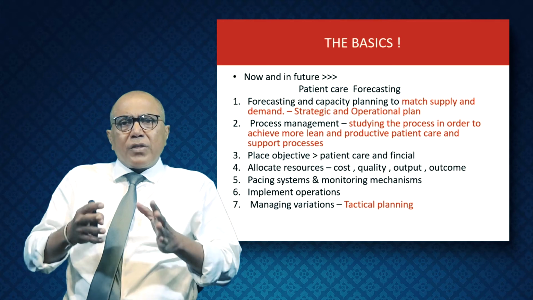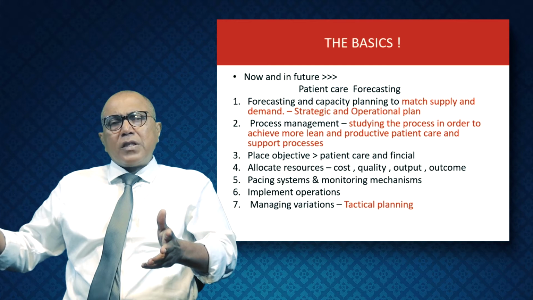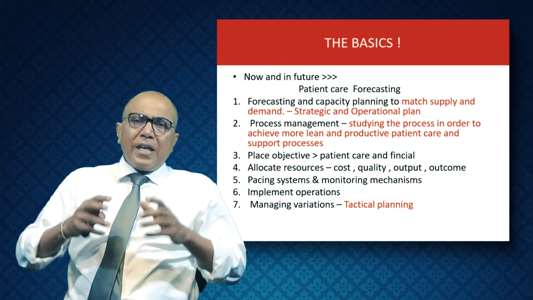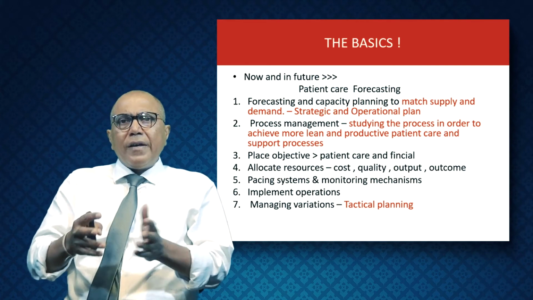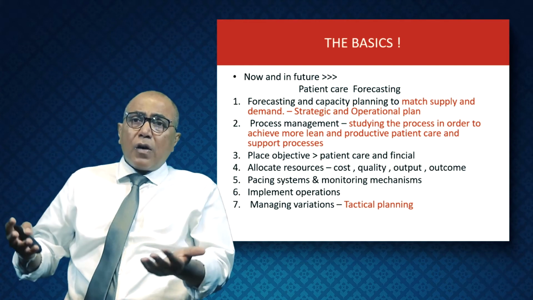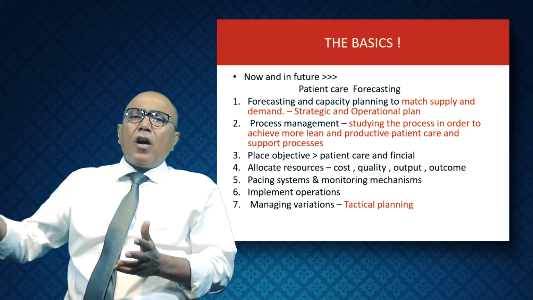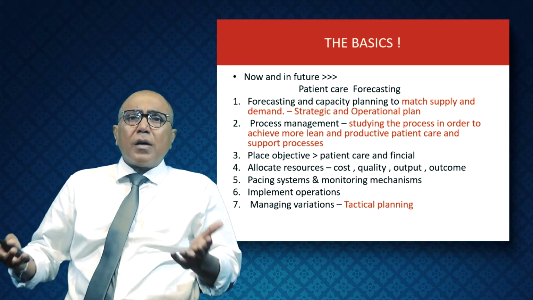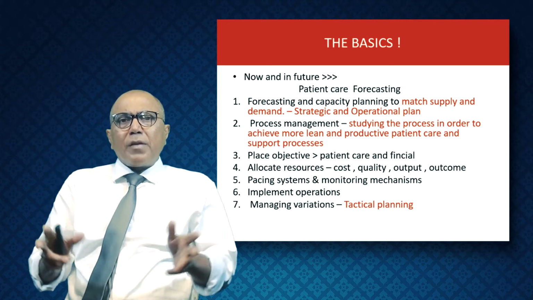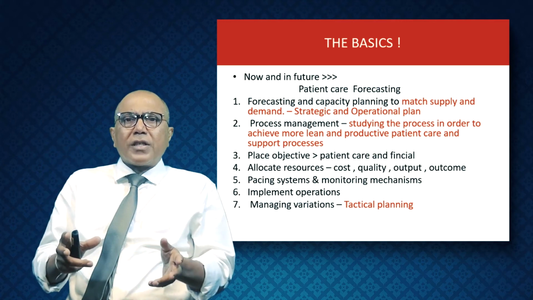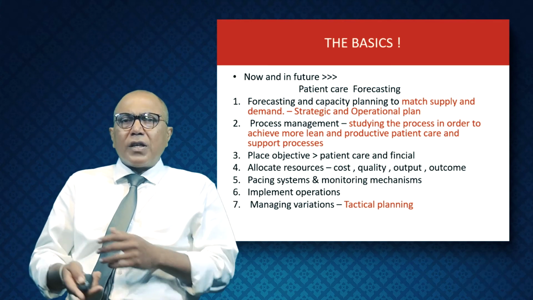Then you place objectives. Then you look at how many patients you are going to see and what financial benefits you are going to get for the hospital. Then according to that only, we will allocate resources, looking at the cost of the care, maintaining the quality, how much outcome you need, how to maintain the output that you need, and what is the desired outcome of these particular processes. Then, of course, you put systems and monitoring mechanisms or organize the policy structure, implement operations, then manage variations. And managing variation is called tactical planning.